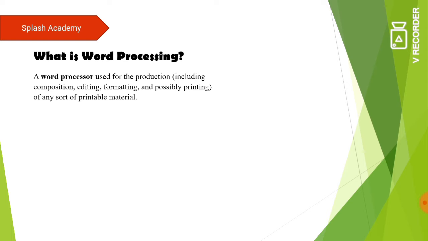So what is word processing? A word processor is used for the production of any sort of printable material. It can include composition, editing, formatting. So what are the applications of word processing? The application areas of word processing are business, education, home, anywhere we can use it.